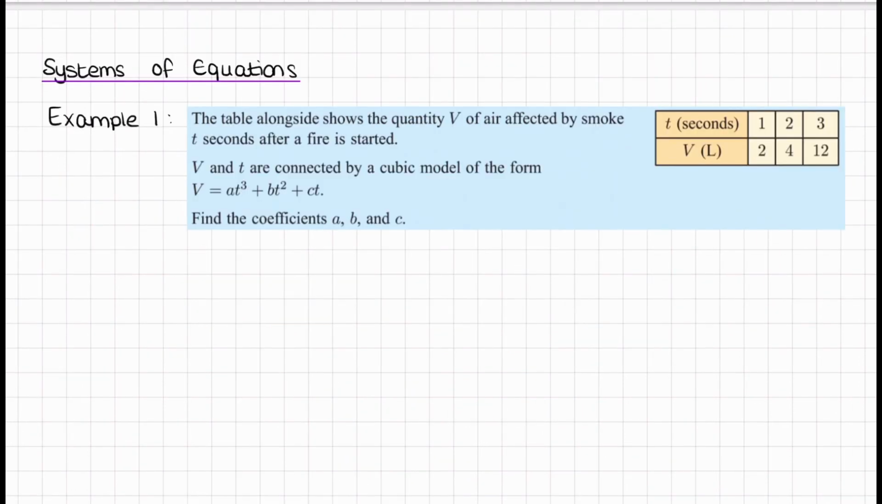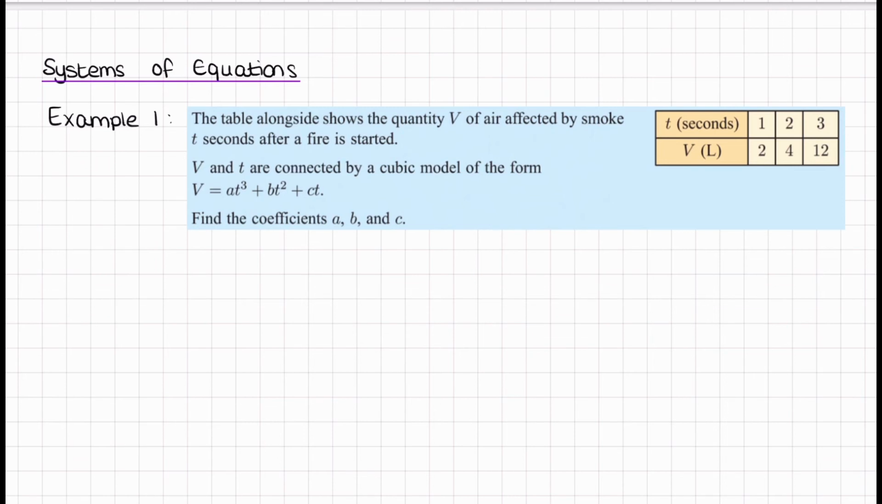Now we're going to look at systems of equations. Just one example: in previous videos, you can look at simultaneous equations for 2 variables. This is one where you have 3 variables. In this example, we've got a table that has a quantity, the volume of air affected by smoke, t seconds after a fire is started. V and T are connected by a cubic model of this form. Find the coefficients of A, B and C.